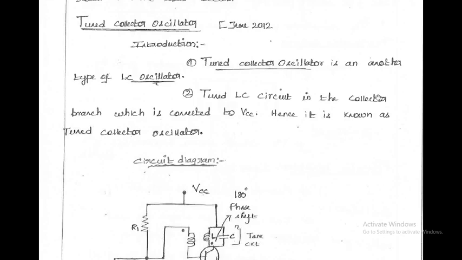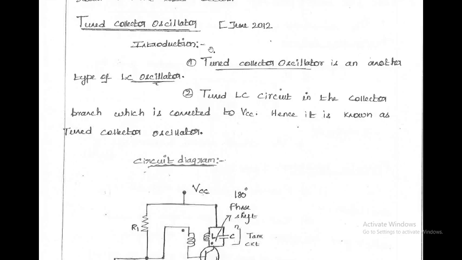Welcome to the video on tuned collector oscillator. In this video, I am going to discuss two different types of oscillator. The first one is the tuned collector oscillator, which is a kind of LC oscillator, and the next one is the twin T oscillator, which is a kind of RC oscillator.